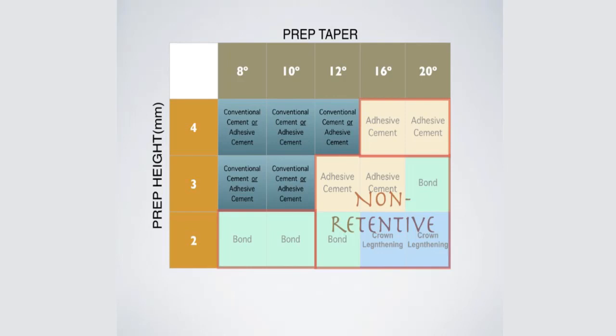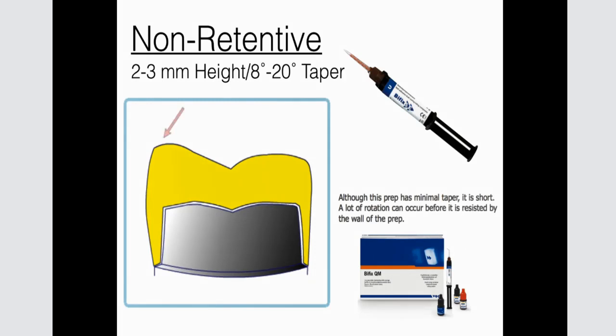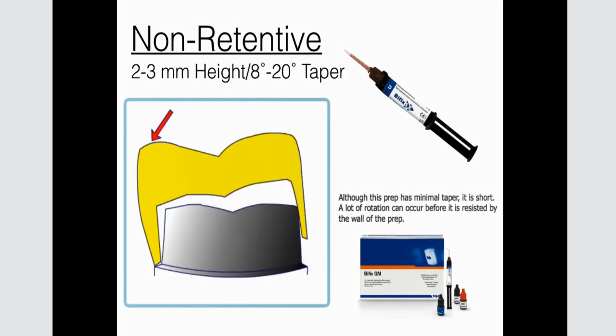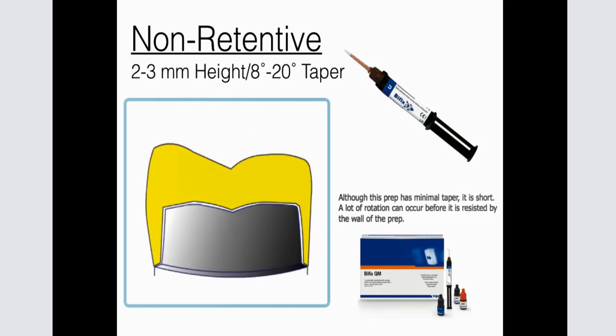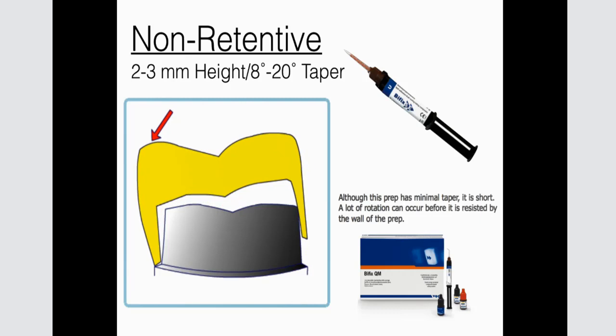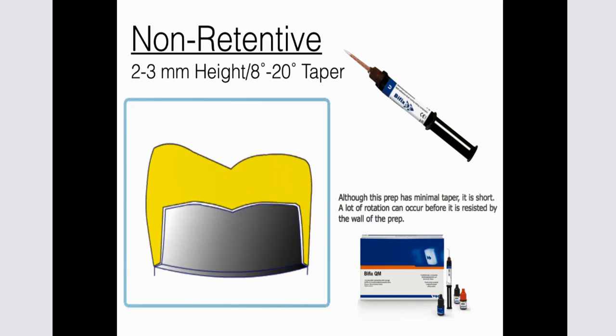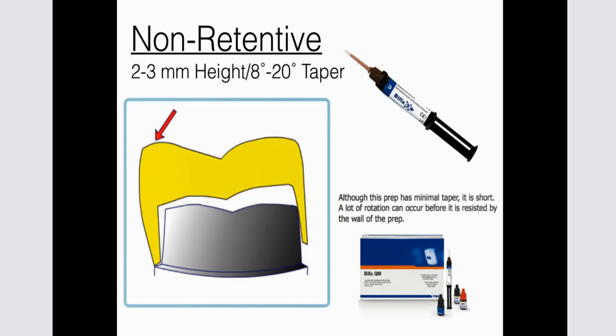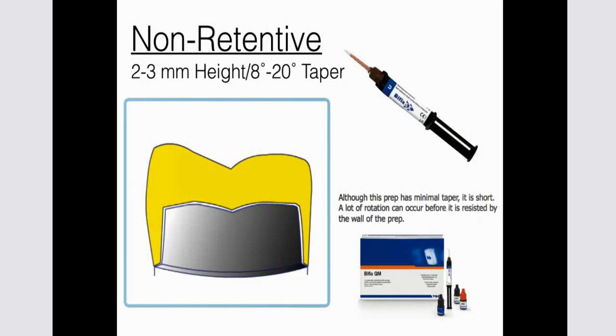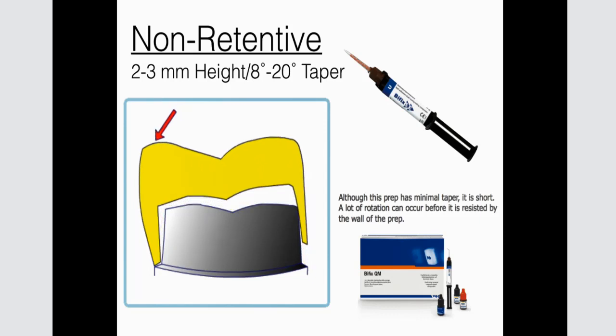When the crown is non-retentive, we have to start thinking about a different strategy. Meaning we have a lot more rotation before we have any resistance on the crown, so we need to start thinking about using an adhesive resin cement, whether it be a self-adhesive resin cement or a dual cured resin cement. We need to think about those kinds of strategies in order for the crown to be retained during function.